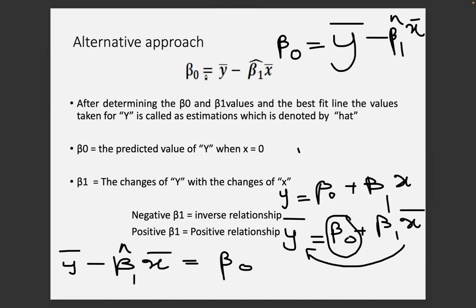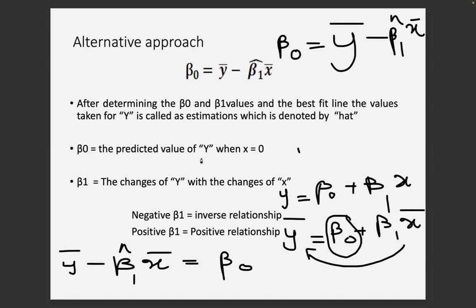Okay. When making beta naught the subject, you write the general equation and you have to get the mean values. Mean means you have to consider the mean values, averages. So after determining the beta naught and beta 1 values and the best fit line, the values taken for y are called estimations, which are denoted by hat. When the hat comes, we call it an estimation. Beta naught is equal to the predicted value of y when x is equal to 0.